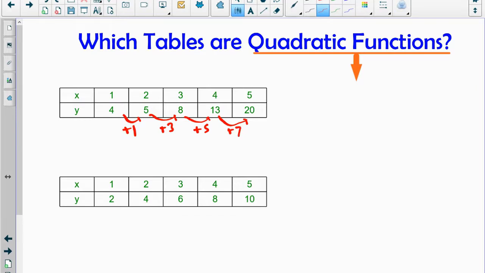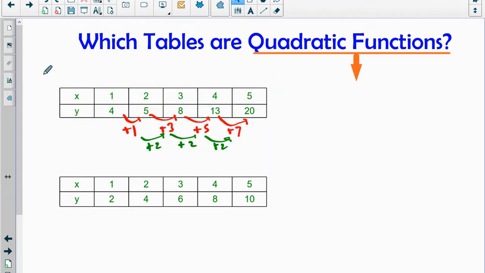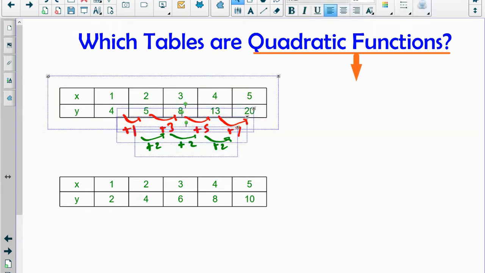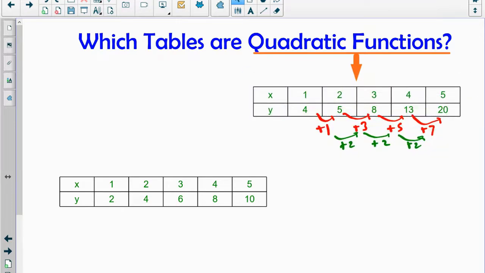So those are my first differences, which I see those are not the same number every time, so it's not a common first difference. Remember, if you have a common first difference, it's linear. But this one, we want to check second differences. Okay, so the differences in these numbers. So 3 minus 1 is positive 2, 5 minus 3 is positive 2, 7 minus 5 is positive 2. There we have our common second differences. So let's take this whole thing and move it over. Let's see if I can do that. There we go. That first one is a quadratic function.